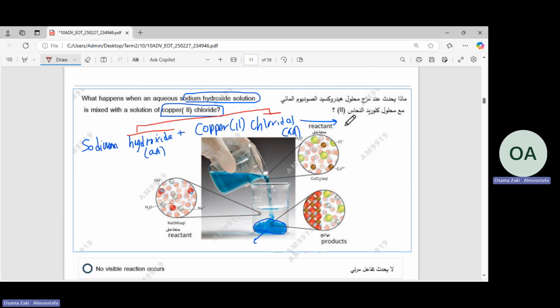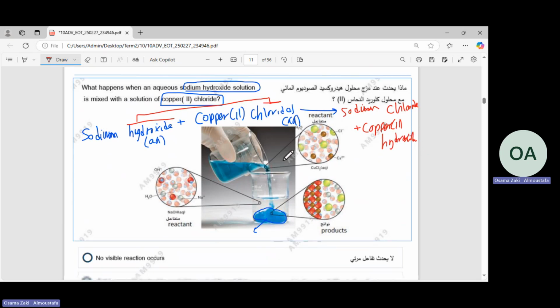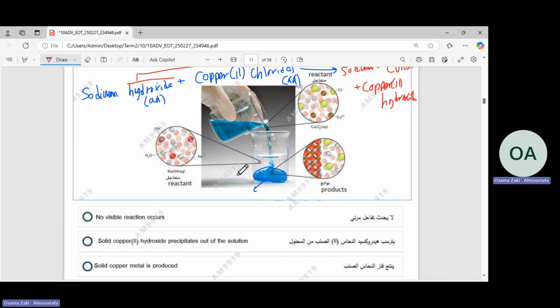Just swap them. So we'll get here sodium chloride and copper 2 hydroxide. Okay, so let's check. No visible reaction occurs? No, there's a chemical reaction, because here we have a solid, a precipitate. So this is not correct. Solid copper metal is produced. Do you have solid copper? No, because copper is not separated. Copper is part of the compound. So this is not correct, because we don't have copper.